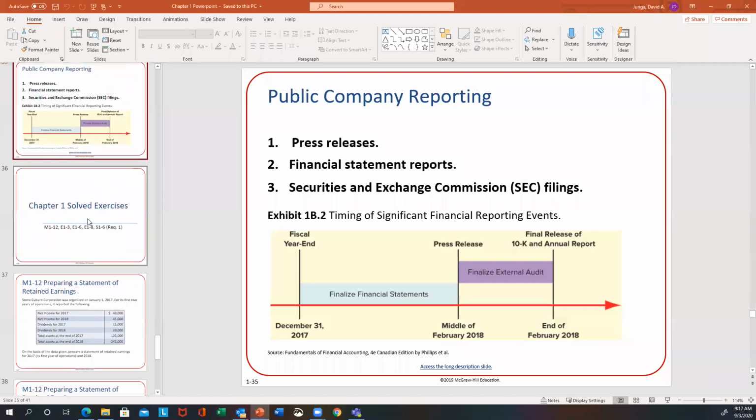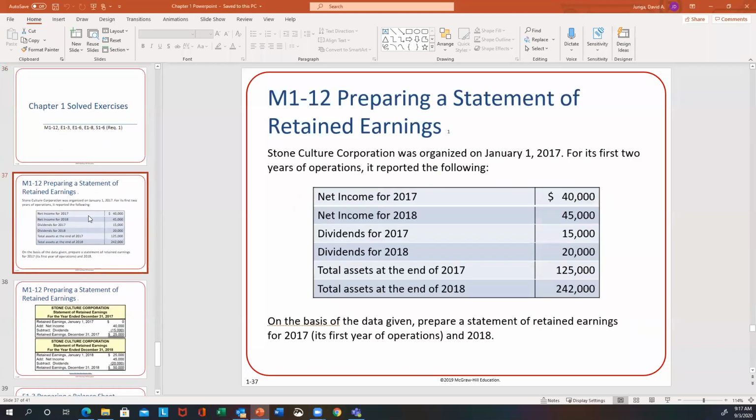All right, I think there's a couple more slides. I think the rest of them is just one little problem. On this one, they're showing you if you were going to prepare a statement of retained earnings for 2 years. So they give you the net incomes, they give you the dividends, and it's assuming it's the first 2 years of operations.